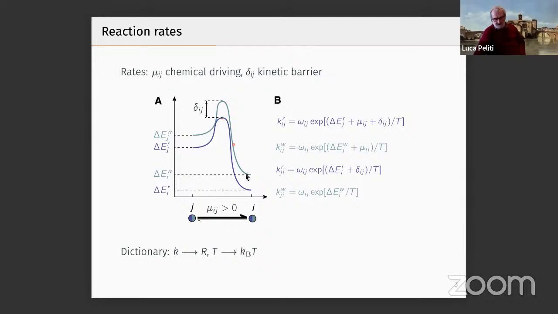And there is a difference in the height of the barrier between the wrong and the right monomer. The idea is that if this barrier is higher for the wrong monomer than for the right one, you can discriminate between the wrong and the right one, provided that you are out of equilibrium, because of the thing that I mentioned before.